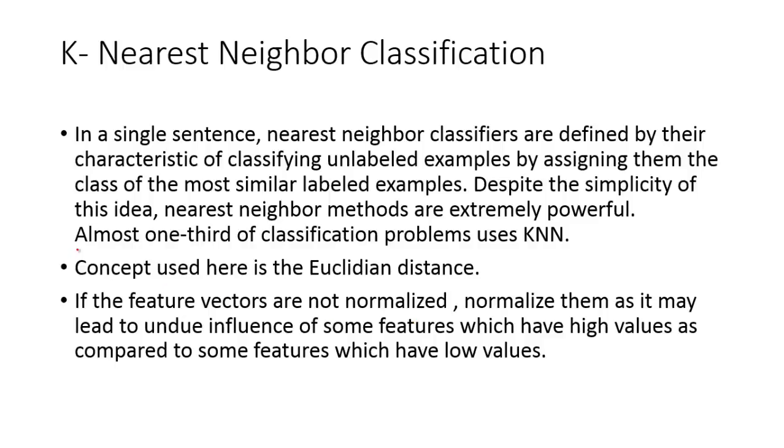One thing I would like to point out is that almost 1/3 of classification problems use KNN. Yeah, this is true. KNN is extremely powerful, and though it's simple, it solves almost 1/3 of classification problems. The concept used here is simple Euclidean distance. If the feature vectors are not normalized, normalize them, as otherwise it may lead to undue influence of features which have high values as compared to features which have low values. I'll explain this to you in the next section.